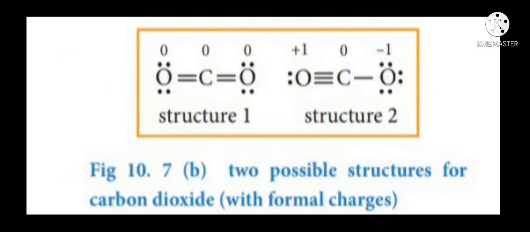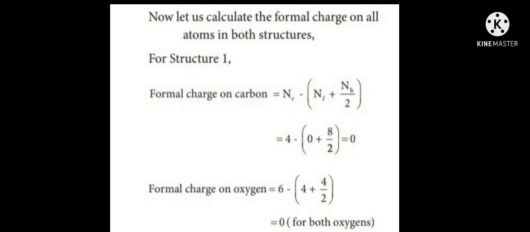Now let us calculate the formal charges on all atoms in the molecule for both structures. For structure 1, formal charge on carbon is equal to Nv minus (Nl plus Nb by 2). Here Nv equals 4, Nl equals 0, Nb equals 8. Substituting the values, 4 minus (0 plus 8 by 2). After simplification, we get 0.